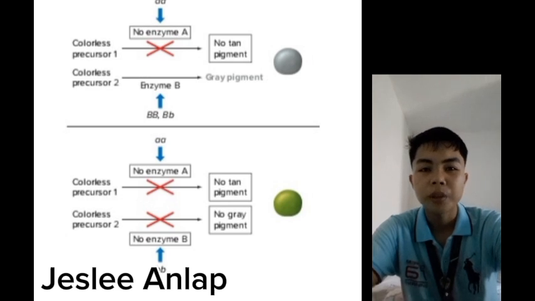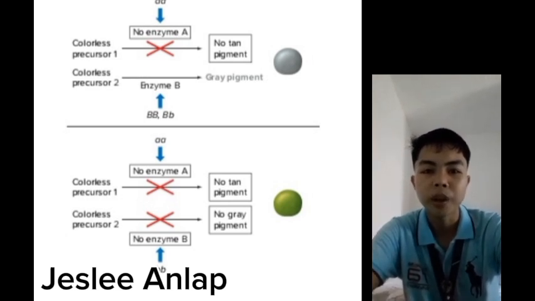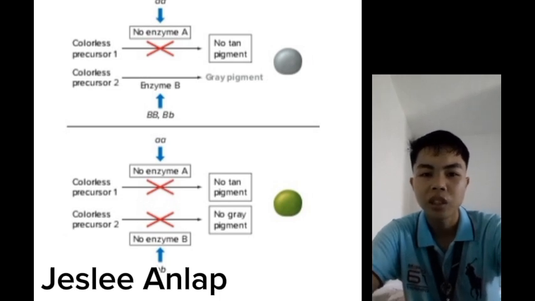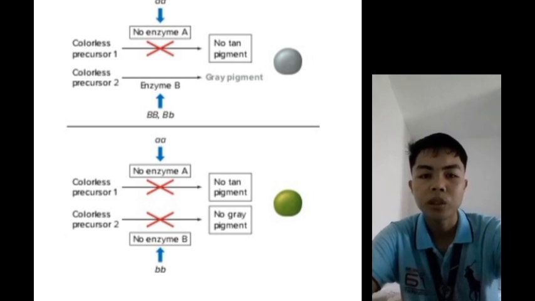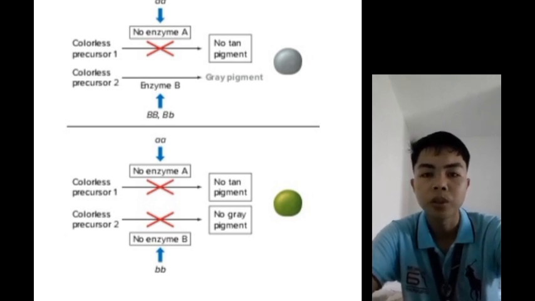Epistasis is a genetic phenomenon where alleles of one gene can mask the phenotypic effects of alleles of another gene. In the context of lentil seed color inheritance, two genes, denoted as big A and big B, control the production of enzymes responsible for pigmentation.